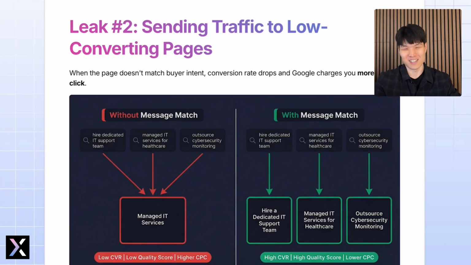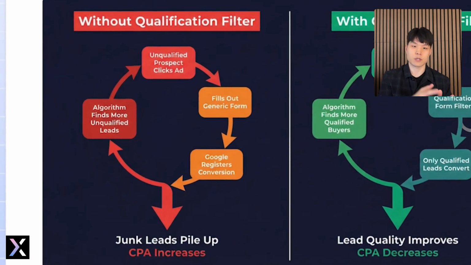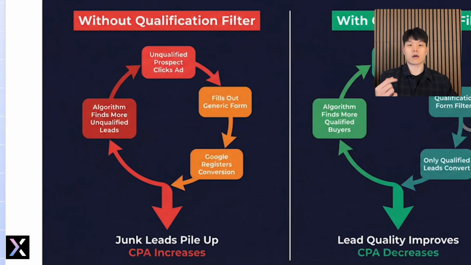Right. Not necessarily. Because leak number three is where Google's algorithm can actually work against you. If you don't have a qualification filter built into your funnel, you are actively training Google's algorithm to send you unqualified leads. And here's how the feedback loop works. A prospect clicks your ad, fills out your generic contact form. Google's algorithm registers that as a successful conversion, and the algorithm's job is to get you more of those conversions. So it goes out and finds more people just like that person.